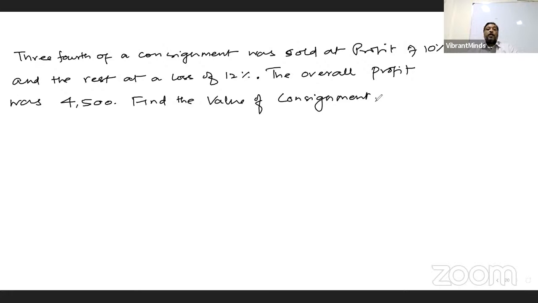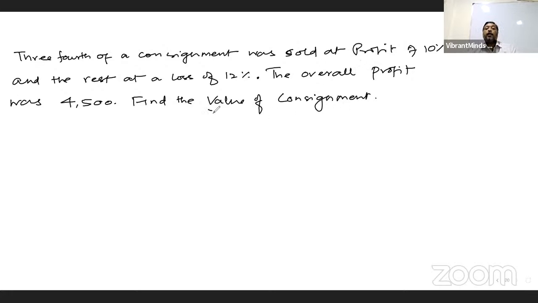So 3/4 of a consignment was sold at a profit of 10% and the rest at a loss of 12%. The overall profit was 4,500. Find the value of the consignment. Now see, here we cannot use the rule of allegation, because for the rule of allegation, the overall profit percent should be given. So let's go by another way. How are we going to solve?